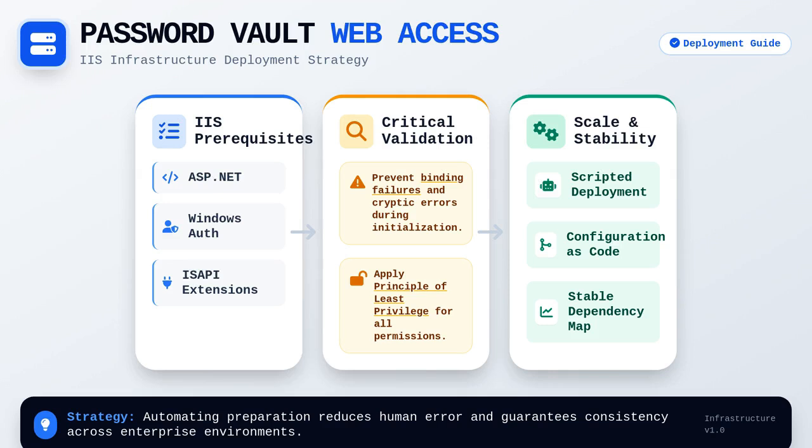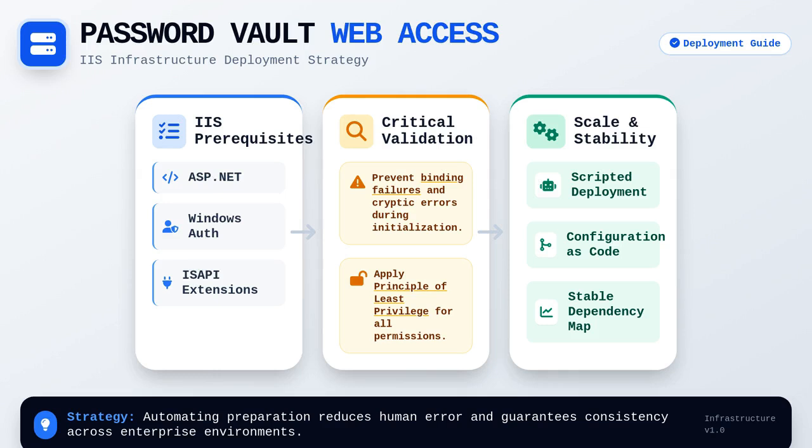Deploying the Password Vault web access component requires a disciplined approach to the underlying Microsoft Internet Information Services, or IIS, infrastructure. Before launching the installer, you must ensure that the host server meets all prerequisite roles and features, specifically focusing on ASP.NET, Windows authentication, and ISAPI extensions. If these components are missing or misconfigured, the framework will fail to bind correctly to the web server, leading to cryptic errors during the initial initialization phase.